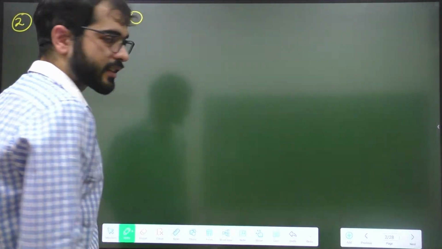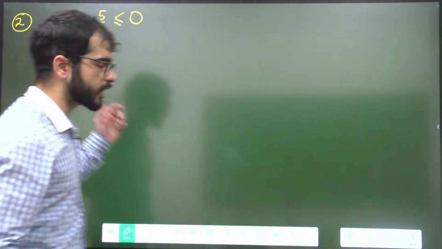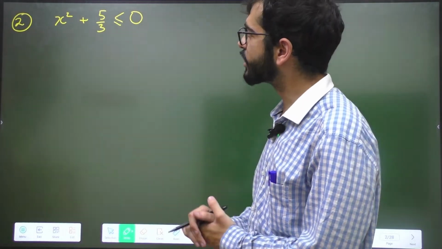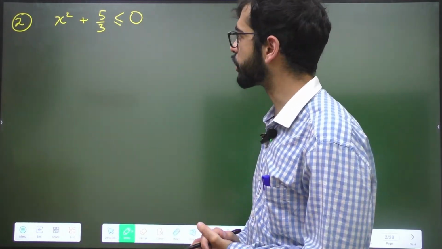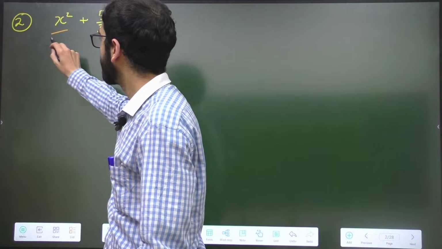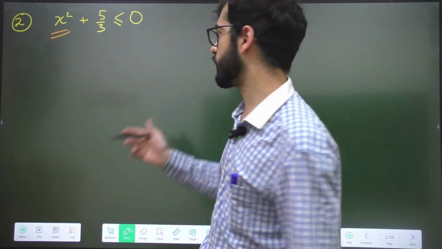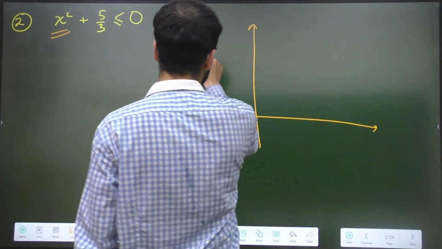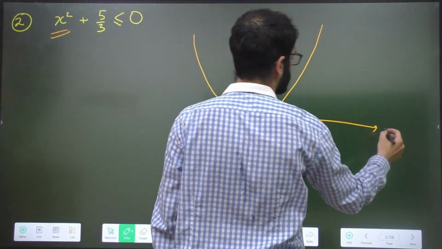Now let's try to practice this one. This is not much of an inequality, it is more of a concept based question. If I say x squared plus 5 by 3 is less than or equal to 0, what is x squared? Square of any number is always a positive term. As you may remember, this is the graph of x squared. The x squared graph looks something like this.